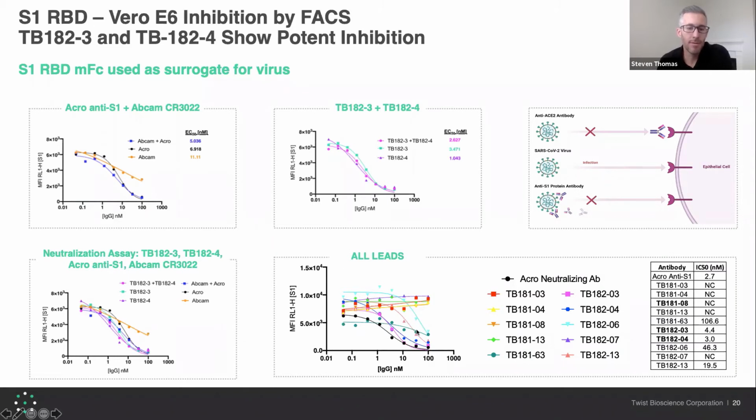Listed down here, we have some additional leads that we've shown. So, some have good EC50s. Others, interestingly, and I won't show this data today, don't show good binding or blocking in this assay, but actually were still potent neutralizers of the virus in either pseudovirus or live virus assays.